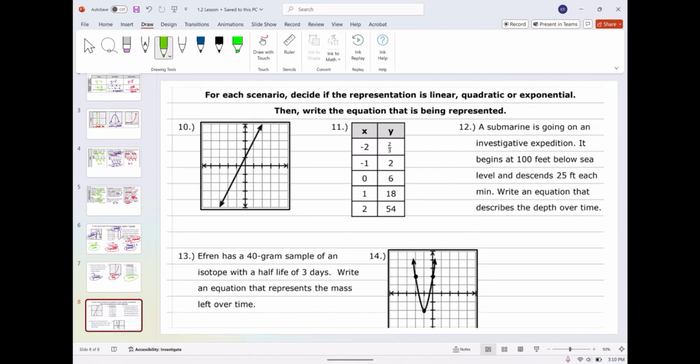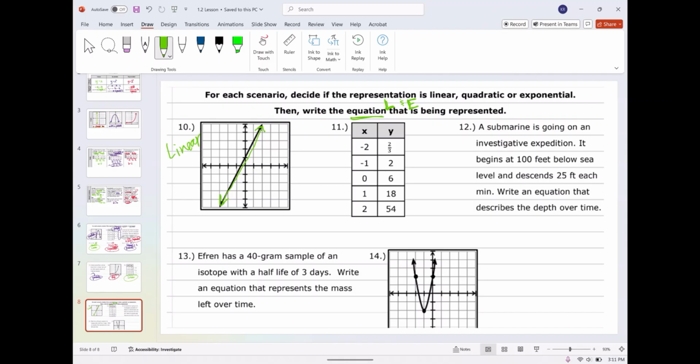All right. Now this next part, we're almost done. Hang in there. This next part, we're going to look at each scenario and decide, is it linear, quadratic, or exponential? And then we're going to write the equation. Now I only want you to write the equation right now for just linear and exponential. I haven't taught you how to write the equation of a quadratic quite yet, so we're just going to write those equations today. So if you look at number 10, looks like a beautiful straight line, right? So we know it's linear.